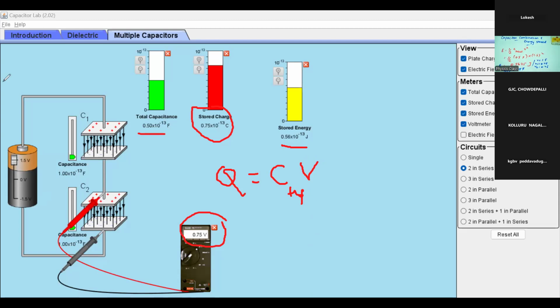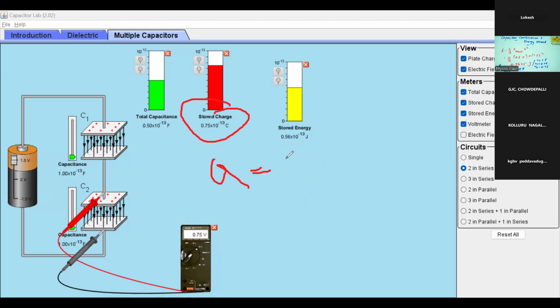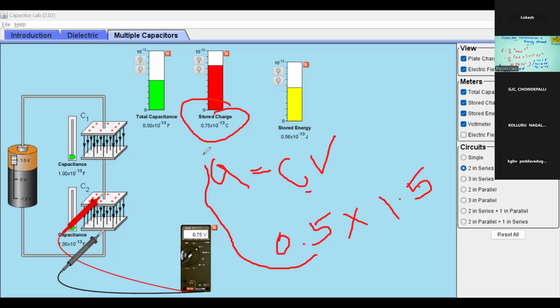For example, here Q is equal to CV. So C means 0.5, and V means 1.5. So 0.5 into 1.5, we will get 0.75. That's why here stored charge is 0.75 into 10 power minus 13 coulomb. Okay, right? Charge. So coulomb is a unit for charge. Clear? So these are all for series connection.